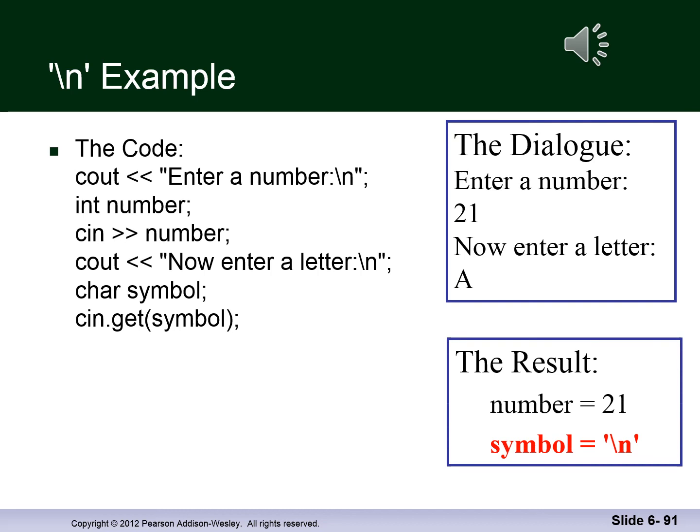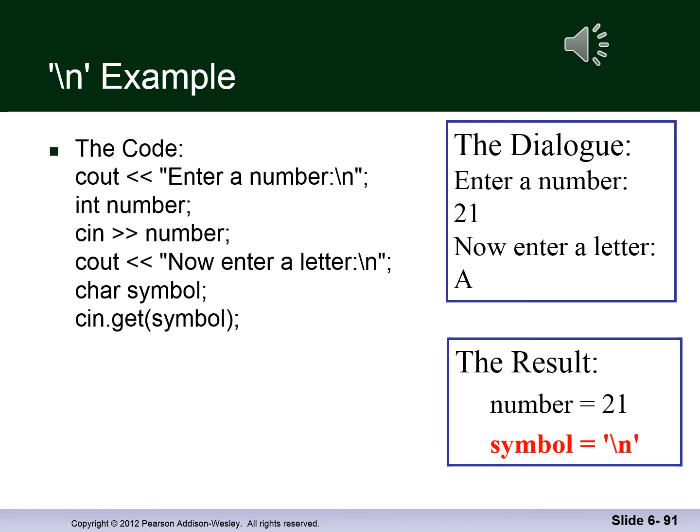Here's an example that shows how cin with the extraction operator versus cin.get handle the new line character. If you use cin with the extraction operator to read in an integer from the dialog below where you enter 21, then enter, and then A, cin with the extraction operator reads 21 into the int number. Then you use a char called symbol, and you use cin.get to read the next char of input into symbol. Notice what the results are. Symbol contains the new line character, not A, as you might have anticipated.